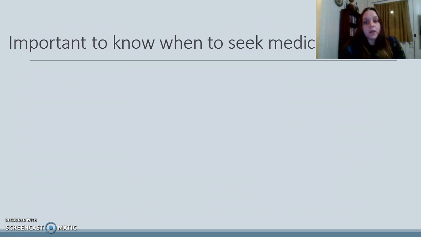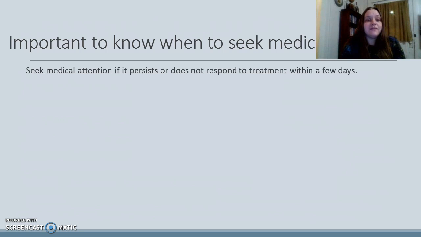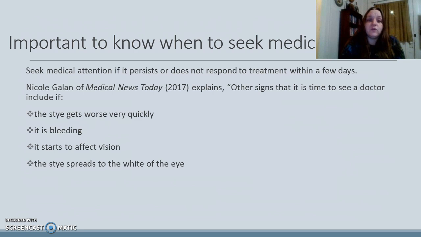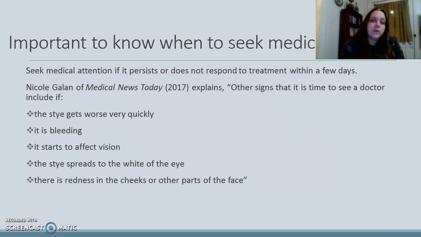It's important to know when to seek medical attention. While this is something that is common, if it persists and does not respond to treatment, you do need to see a doctor. Nicole Golan of Medical Today also explains in her 2017 article that other signs include if the sty gets worse very quickly, if there is any bleeding, if it starts to affect your vision or spreads to the white of your eye, as well as if the redness and inflammation spreads to the cheek or any of the surrounding areas. All of these are indicators that it is becoming further complicated and does require medical assistance.